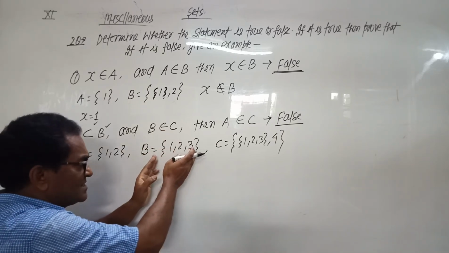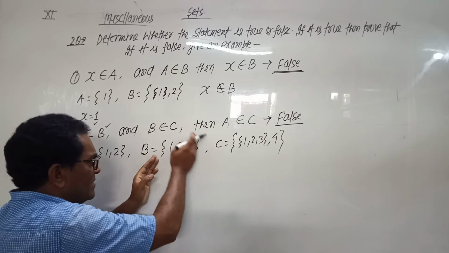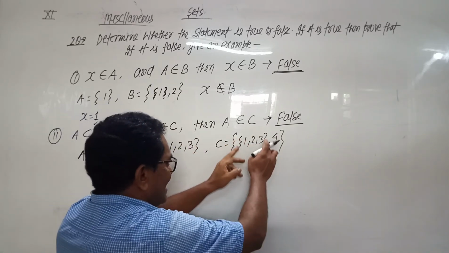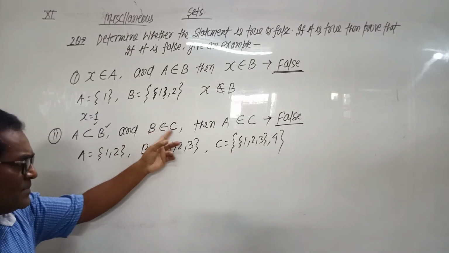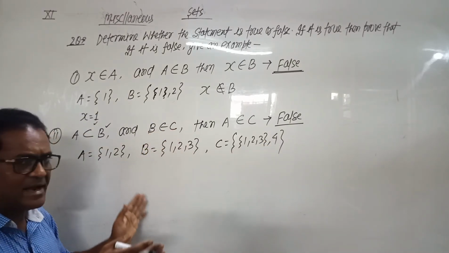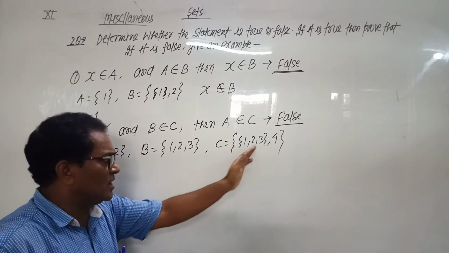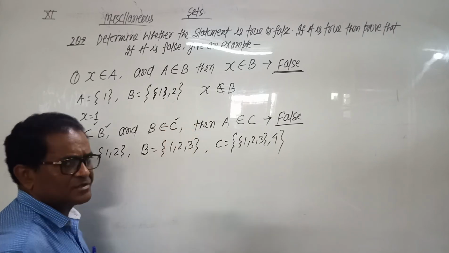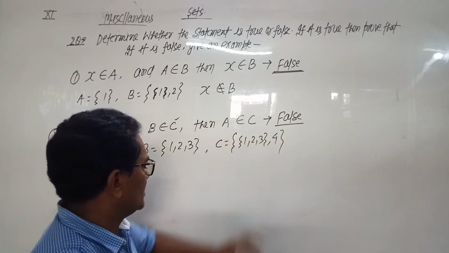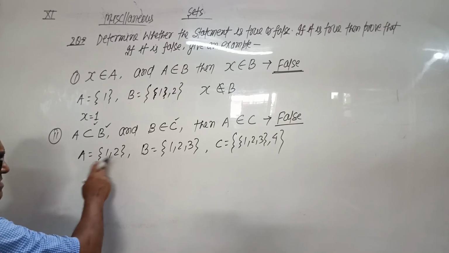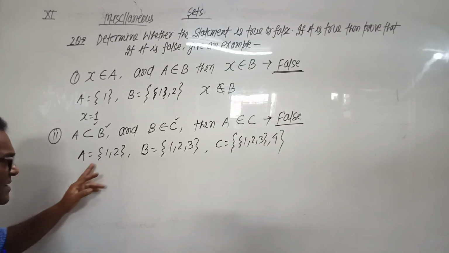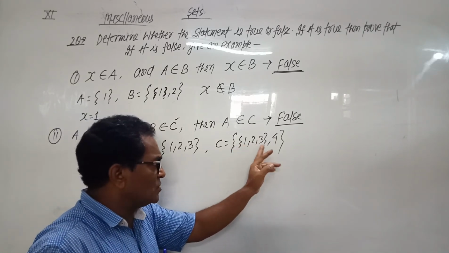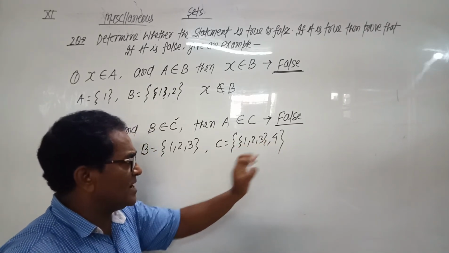B belongs to C: B is a set, and the whole set is included in set C. So we can say that B belongs to C. This is also correct. Then does A belong to C? A is the set having elements 1, 2, but C has not only 1, 2 but 1, 2, 3. So this statement is false.